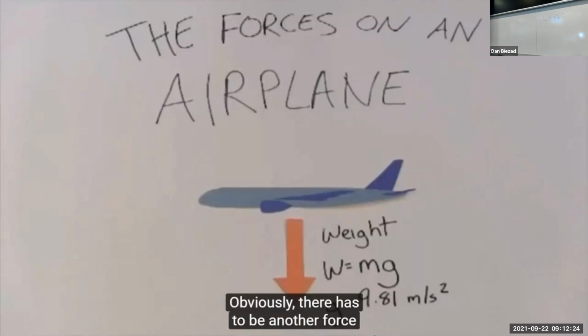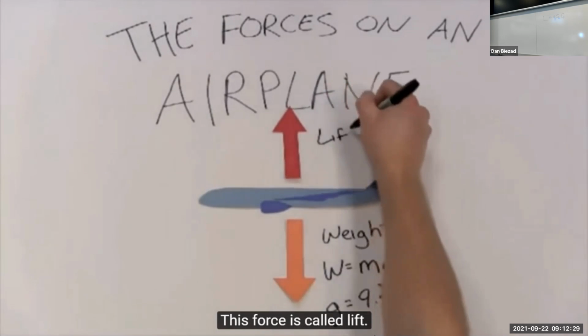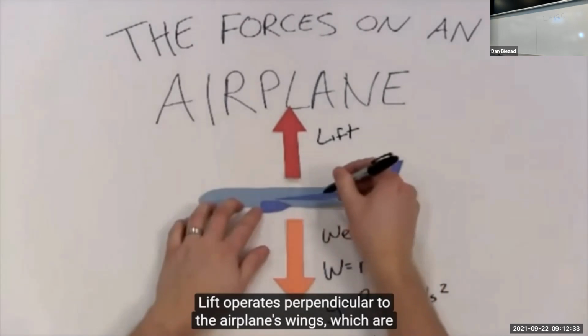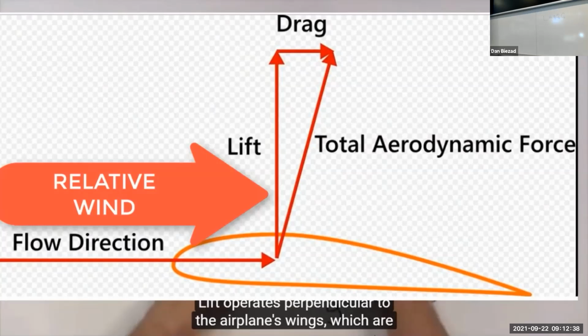Obviously, there has to be another force opposing the weight and pushing the airplane up. This force is called lift. Lift operates perpendicular to the airplane's wings, which are... That is error number 1, as lift acts perpendicular to the flow direction or the relative wind.